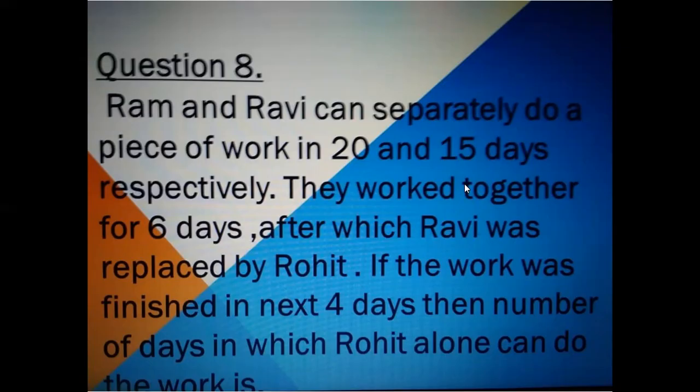See, just read this question, then we'll solve this. Ram and Ravi can do a piece of work in 20 and 15 days, and they work together for 6 days. Initially you have to find how much work is done by Ram and Ravi in 6 days. After 6 days, Ravi is being replaced by Rohit, and then the work was finished in the next 4 days. Then the number of days in which Rohit alone can do the work, you have to find.